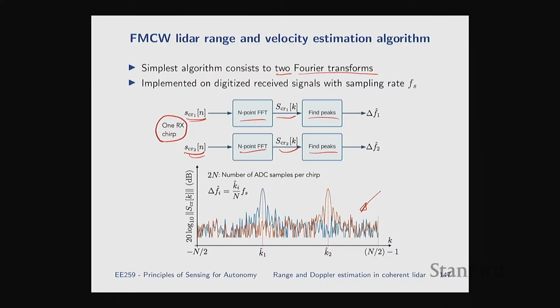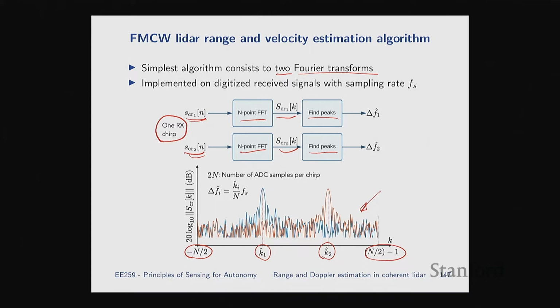So here I'm overlaying the two plots of the two FFTs in red and blue for SCR1, SCR2, and each has a peak. One of them, call that the peak index k hat 1, and the other one the peak index k hat 2. Because the Doppler shift can be positive or negative, we take the FFT symmetrically, so the indices can go from minus N over 2 to N over 2 minus 1. So we look at both positive and negative frequencies when we are searching for k hat 1, k hat 2.